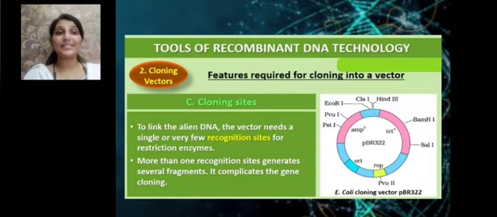Third is the cloning site. To link the alien DNA, the vector needs a single or very few recognition sites for a restriction enzyme. Isn't it? A restriction enzyme is used to cut a vector DNA and also a foreign DNA, that is the gene of interest. So it should have only one recognition site or very few. What happens if there are many recognition sites? The restriction enzyme will attach to all the recognition sites and fragment the DNA into many fragments. So that will complicate the gene cloning process. So the number of cloning sites should be one or very few.